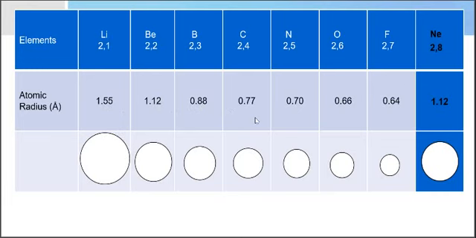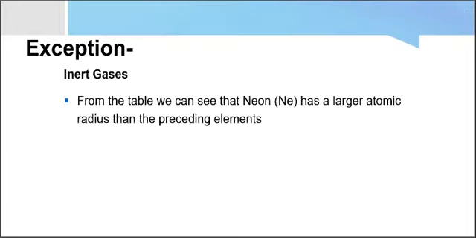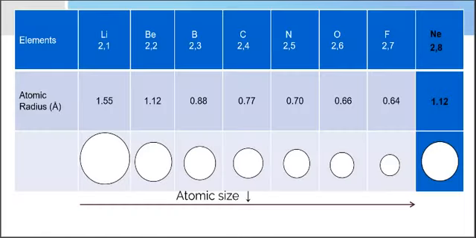So as we move from left to right, the number of electrons is increasing, which means the number of protons is increasing, the nuclear charge is increasing, the nuclear force of attraction will increase, and therefore the atomic radius is decreasing. Here neon is an exception. So here the exception is the inert gas. So we can see that neon has a larger atomic radius than the preceding elements, although the number of protons is more than its preceding elements.